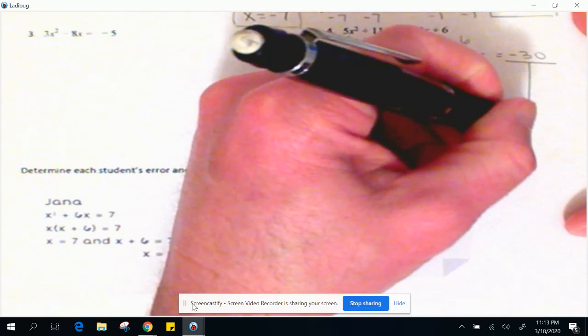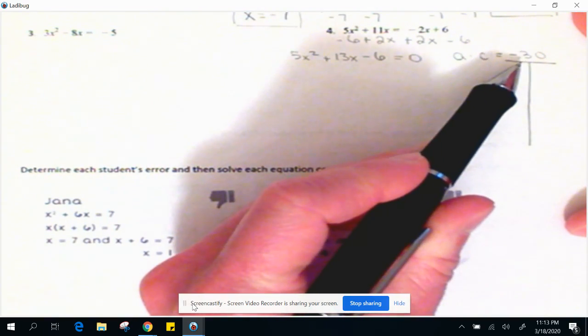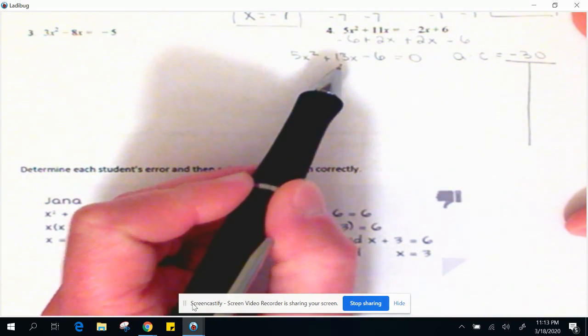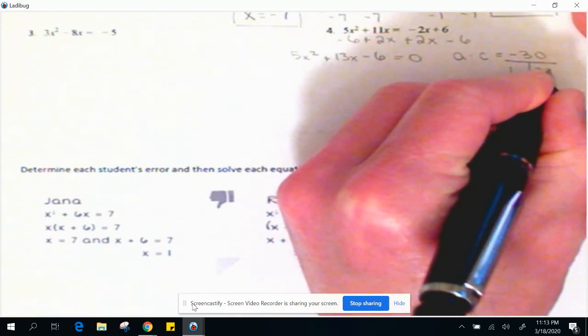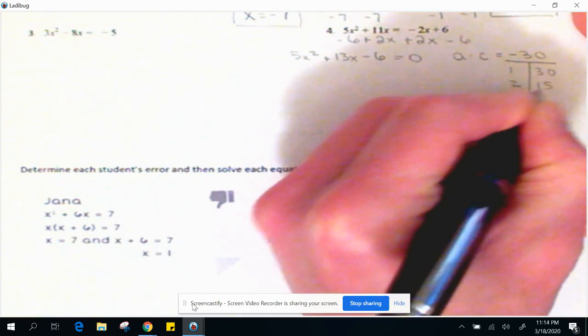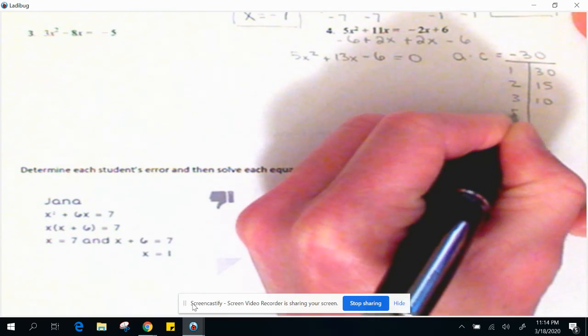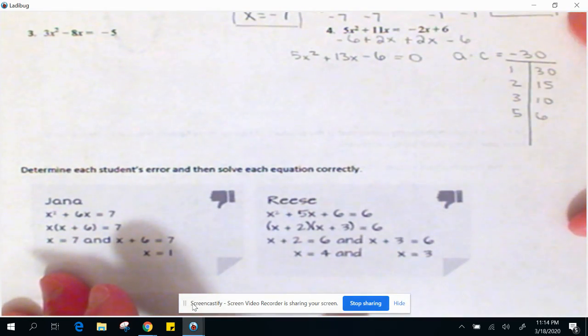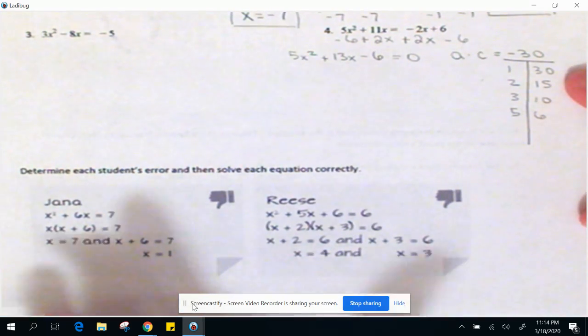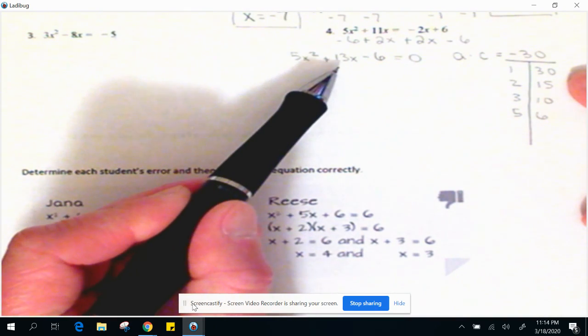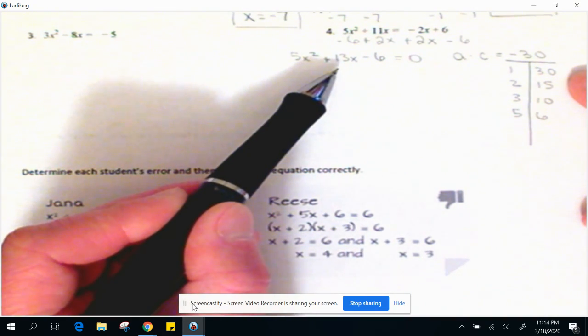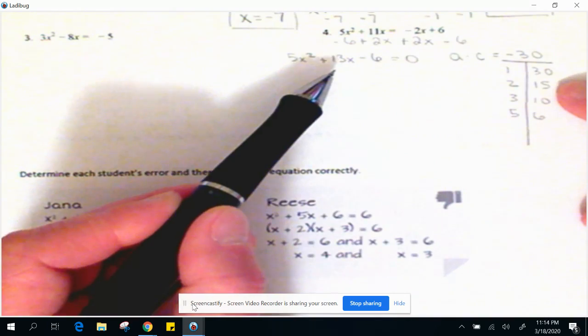So we want factors that multiply together to be negative 30, but add to positive 13. So let's do 1 and 30, 2 and 15, 3 and 10, 5 and 6. All right, so which of these can be combined in one way or another to be positive 13? Well, really we have 2 of them.